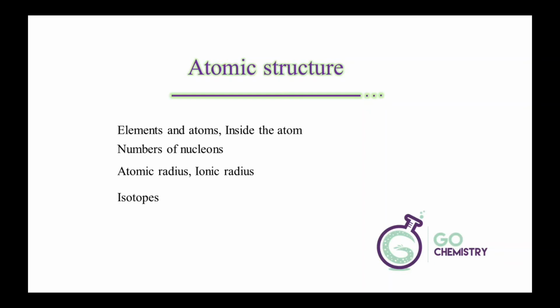Hello again, everybody, and welcome to this class about atomic structure, in which we will be covering four points. We will start with the elements and atoms, and we will see inside the atom. We'll talk about the numbers of nucleons, the atomic radius, and the ionic radius, and we will finish by talking a little bit about the isotopes and their properties.